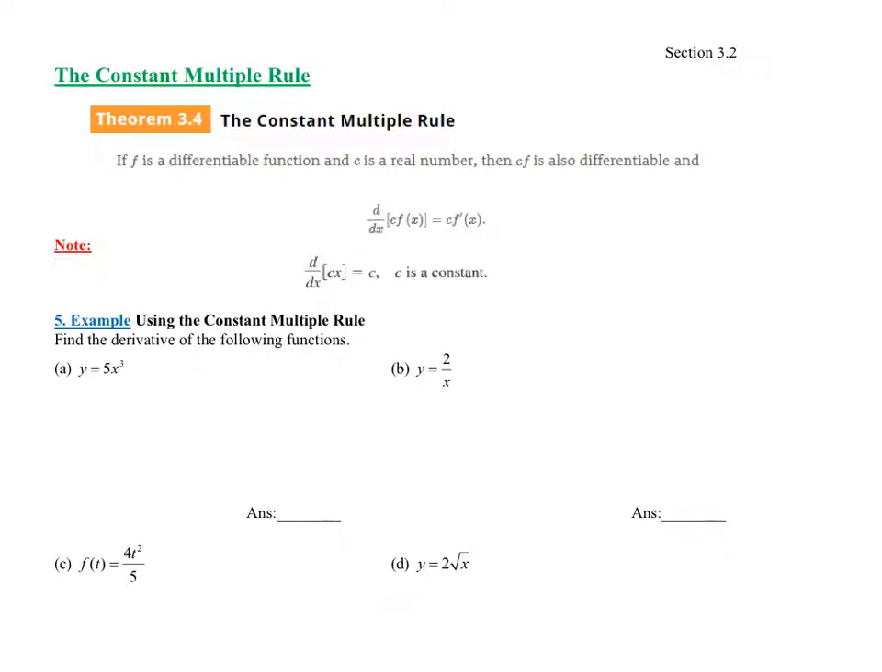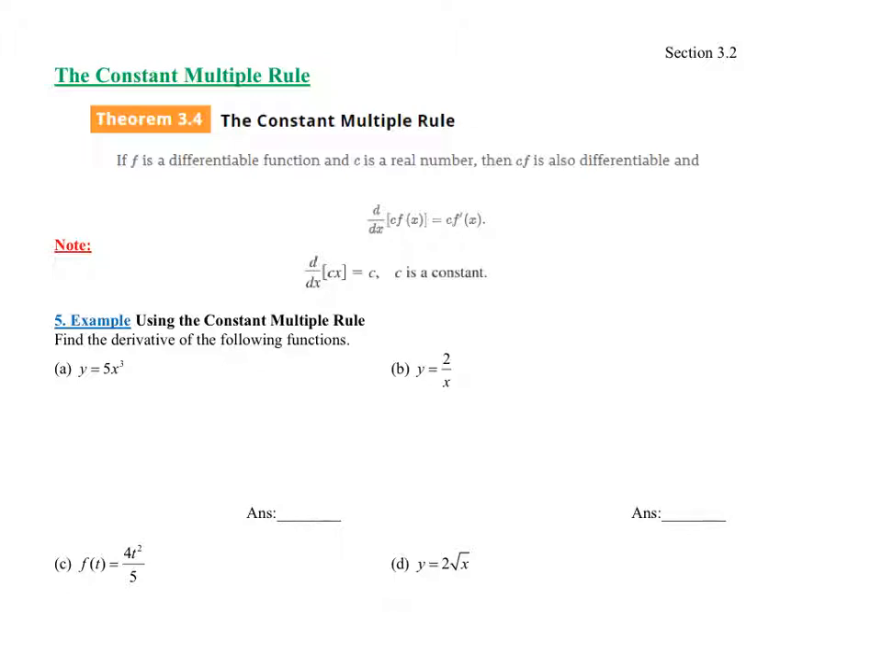Let's move on to the next rule. Where does this come from? Well, again, you can see the proof online using the definition of a derivative. But what it comes from is, remember, derivatives are just limits. In limits, we already had rules.